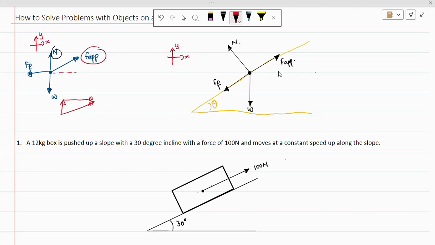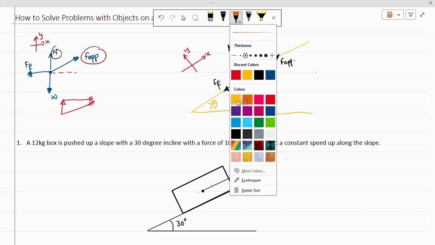That would make our life really, really difficult. So what we're going to do is slant our axes. Instead of having axes that look like this, our axes are going to look like this, where your x-axis follows the direction of the slope, and your y-axis is perpendicular to that slope.